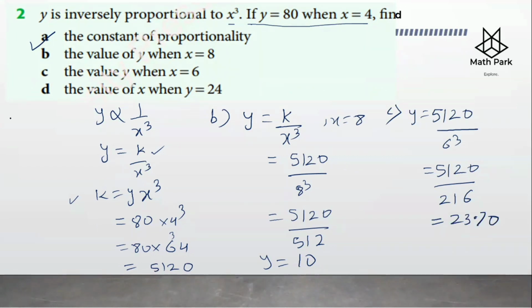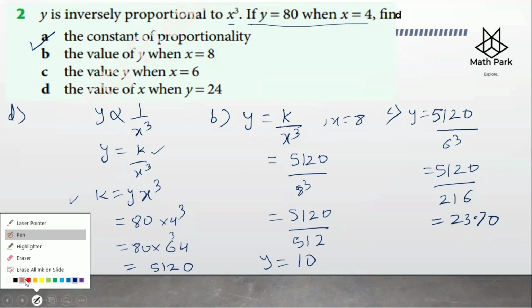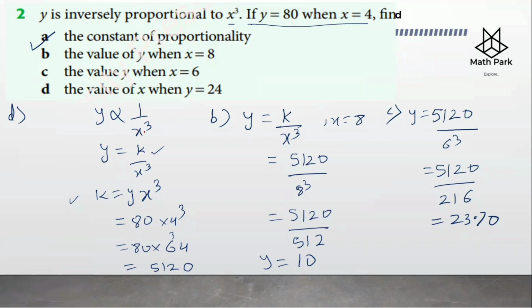Left with the last part, that is D. Here you are asked to find the value of x when y is equal to 24. So if I have to take x cube over here, I get x cube is equal to k upon y. We are making x the subject over here. So x cube is equal to k, that is 5120 divided by y, which is 24.